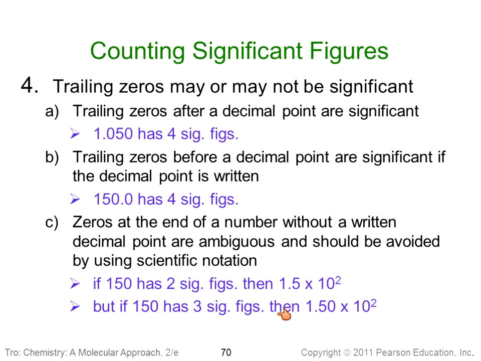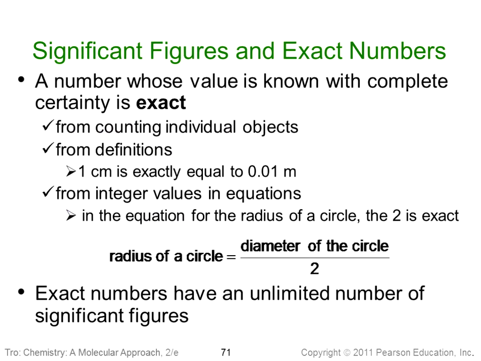Here's some other examples that you can look at. At the end of a number, it could or could not be significant. So the person has to tell you. So if I tell you this only has 2, then you report it in scientific notation as 2. If I tell you it has 3, then I report it in scientific notation as 3.